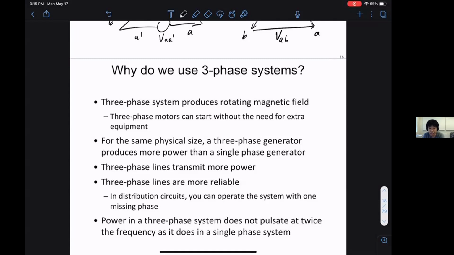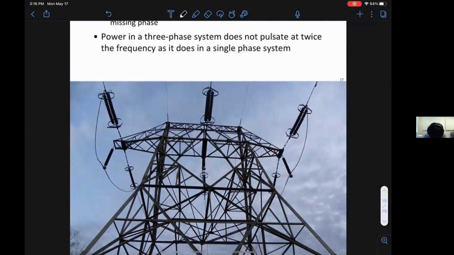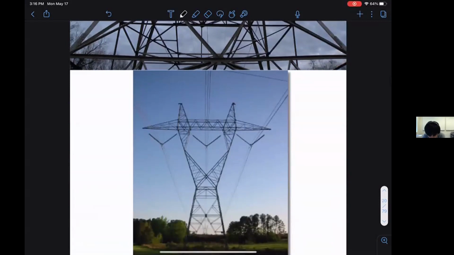But all these reasons make it so that 99.999% of the transmission lines we have today are three-phase. You can see this by going out and just counting the number of lines. These are the three transmission lines we have. If you look at some other transmission lines, these are again multiple sets of three-phase transmission lines.